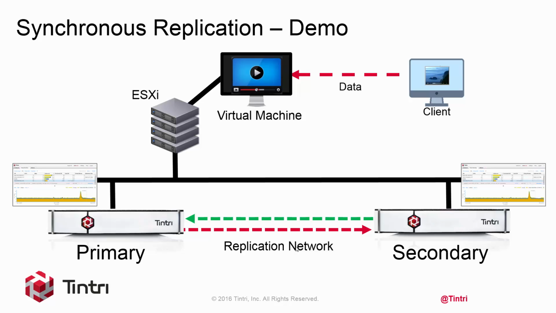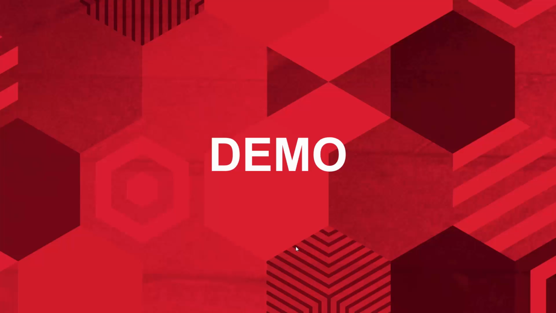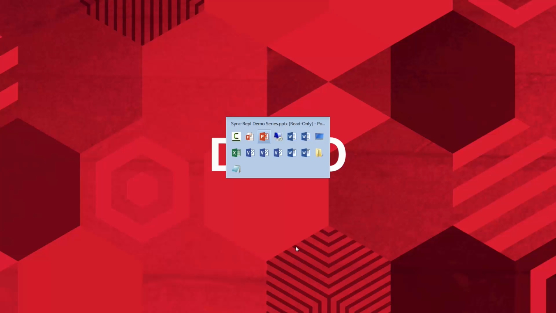So let's take a look at that again in case you missed it. We see the client data being written to the primary data store. It gets replicated to the secondary Tintri system, and the acknowledgement comes back to the virtual machine. Okay? Very simple. We hope this was a good visual clue for what you're going to see next. So we're going to switch now and go to the live product.